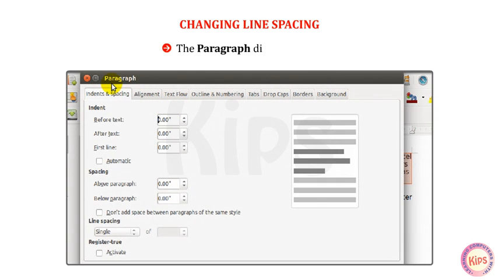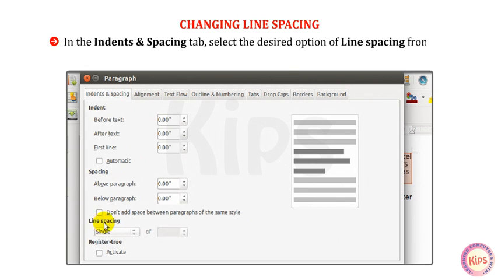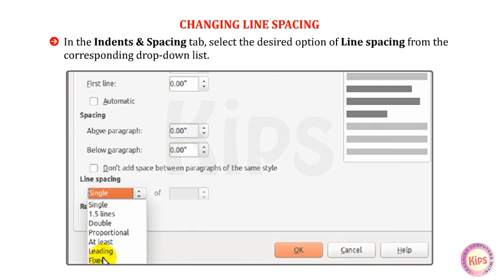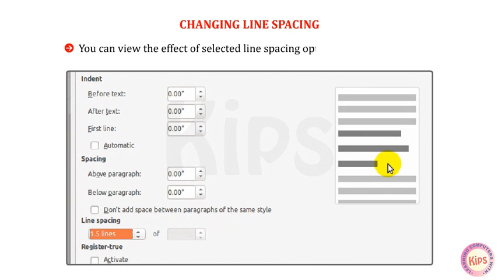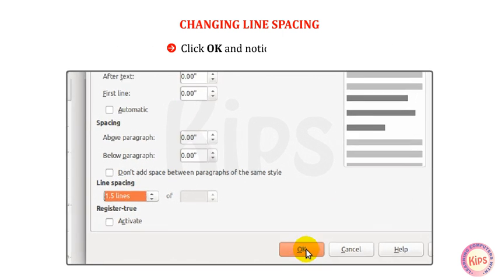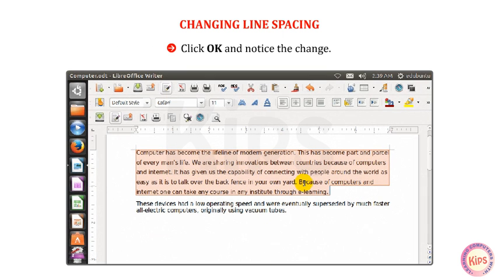The Paragraph dialog box opens. In the Indents and Spacing tab, select the desired option of line spacing from the corresponding drop-down list. You can view the effect of selected line spacing option in the Preview pane. Click OK and notice the change. Let us share some important tips. By default, the line spacing is set to single.